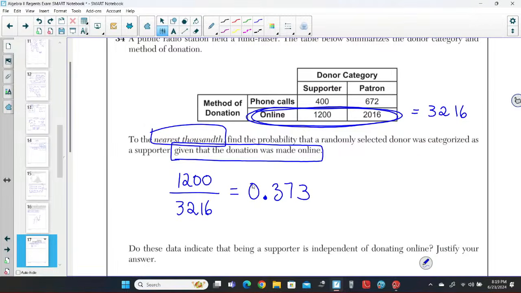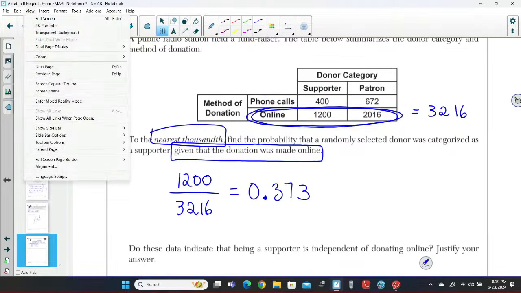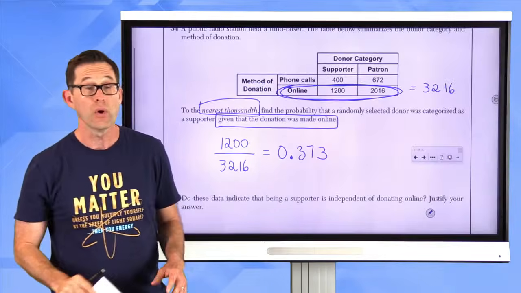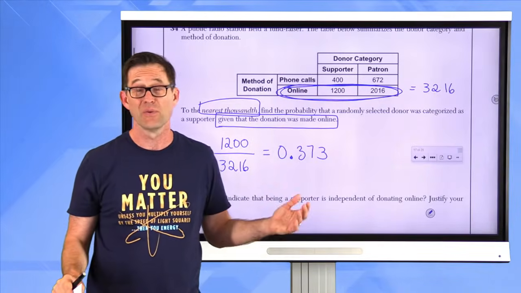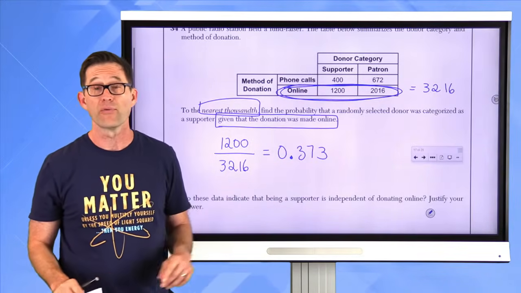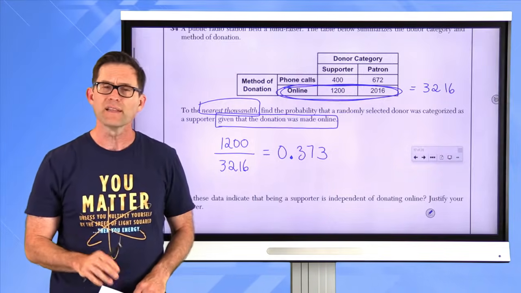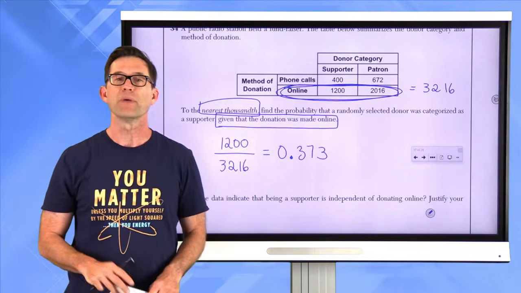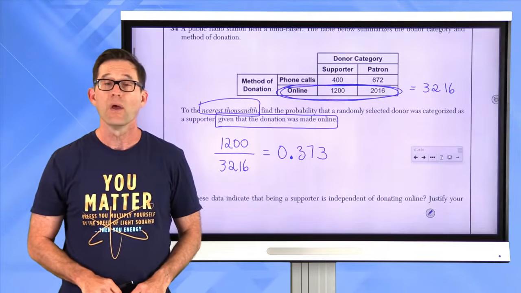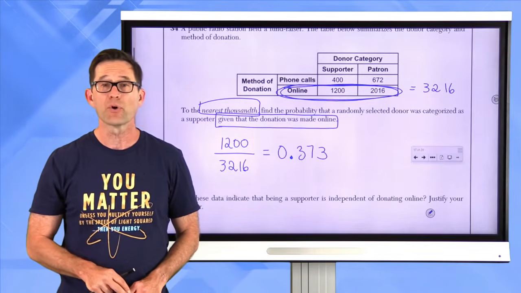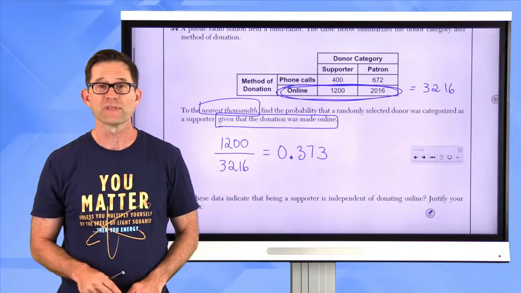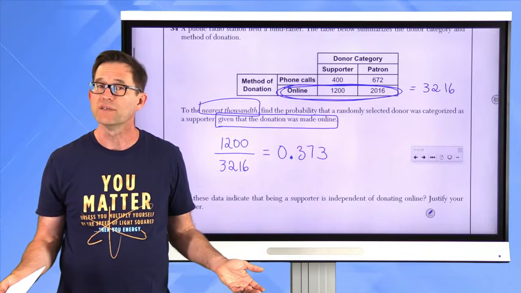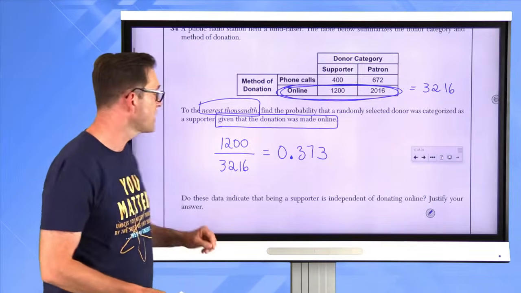It's a shame when people do everything correct and then they round to the nearest hundredth and they lose a point out of 2, because this would be only 2 points and you'd lose 1 out of 2 if you put 0.37. Now that being said, let's interpret this. What this tells us is that of the people who donated online, 37.3% of them would have been classified as supporters. Easy. Now let's talk about the second part of this problem.